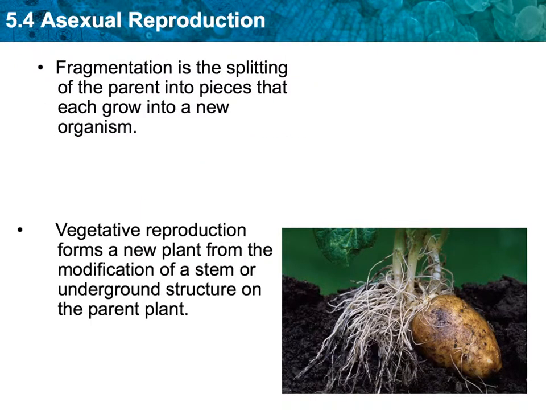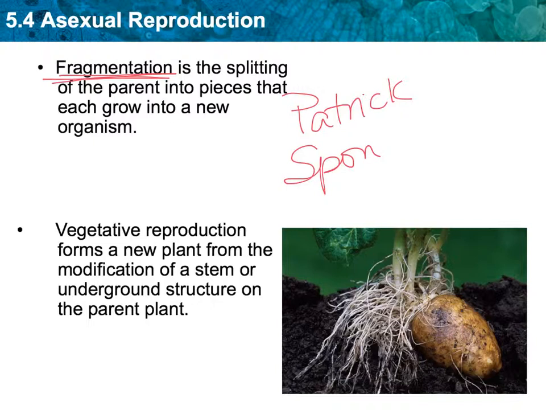The next type of asexual reproduction is called fragmentation. It says here that fragmentation is the splitting of the parent into pieces that each grow into a new organism. Some examples are good friends Patrick and SpongeBob, right? Patrick is a starfish, and both sponges and starfish reproduce by fragmentation. In other words, if a piece of a starfish or a sponge breaks off, that piece will then go on to become a new organism. So that is an example of fragmentation.